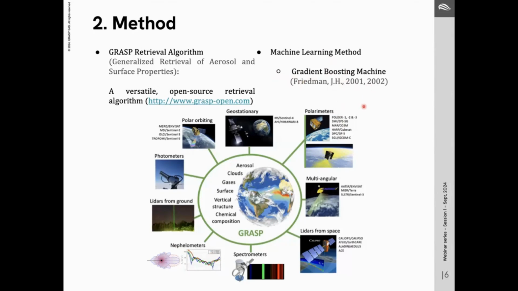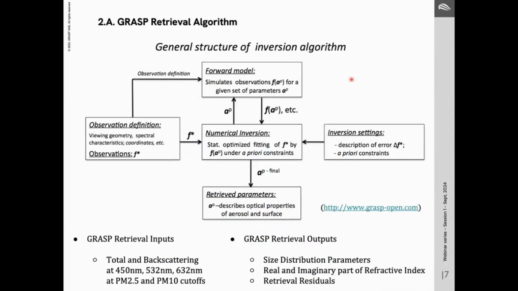And since then, it has been applied in different fields, including atmospheric science. I will explain this in more detail later. So here is a simple illustration of the general structure of the inversion algorithm of GRASP. You can also check our website to know more detail about it, and we also provide a GitLab repository for downloading the code.